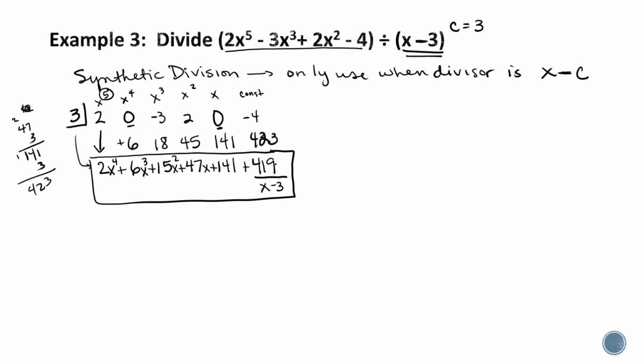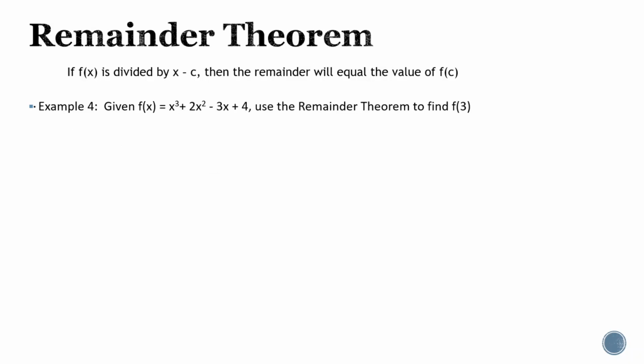Okay, so synthetic division can go a lot faster, and it's less likely to have errors in it as long as we make sure we write down those coefficients, including the 0 placeholders, correctly. Okay? All right, now, one of the places this can become helpful is in using the remainder theorem. The remainder theorem says if some polynomial is divided by x minus c, then the remainder will equal the value of f of c.